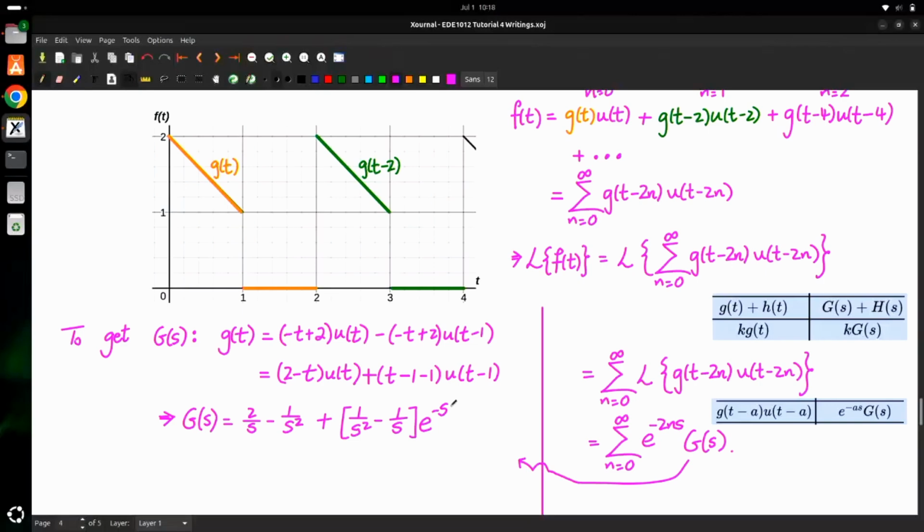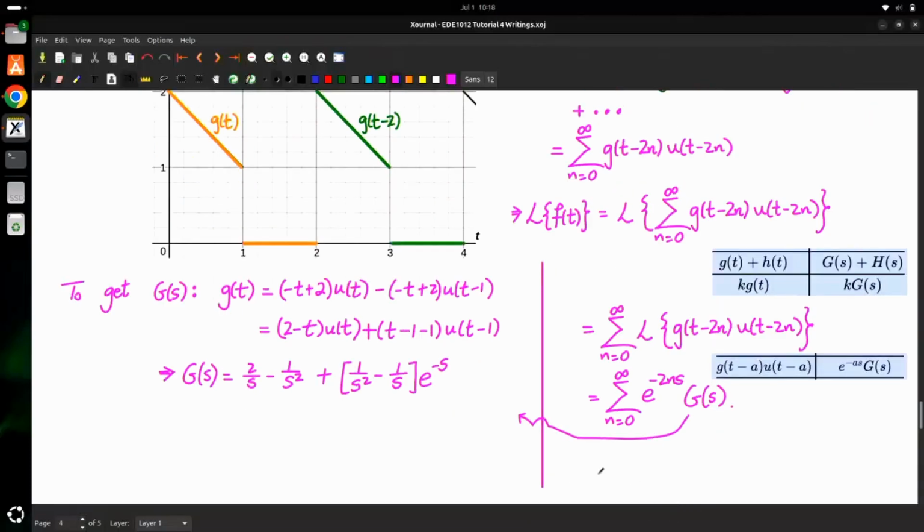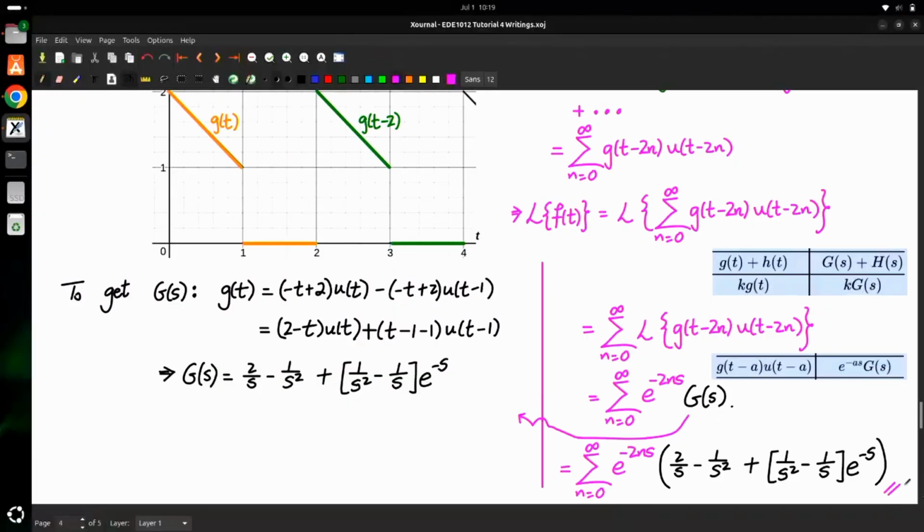So if you found G of s already, then just write down the answer. This one I changed color. Is that okay? Any questions on this part? Because there's actually two Laplace transforms. There's two parts. One is the f of t function. The other one is the g of s function. The g of t function.